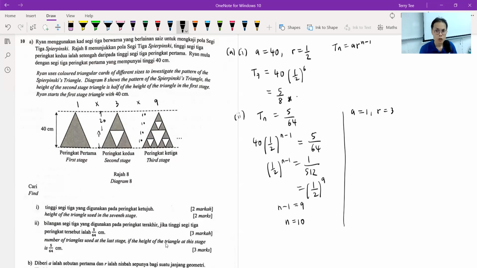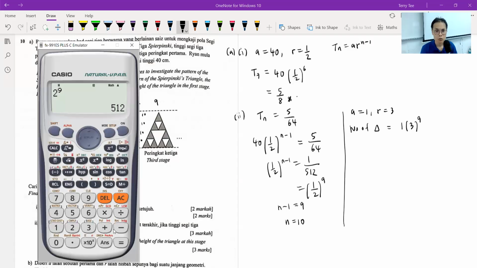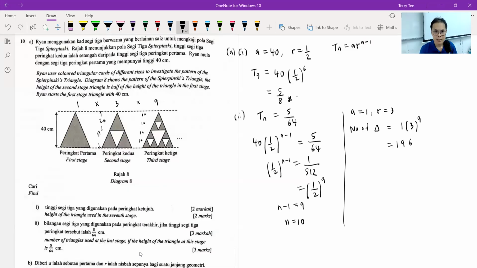When the height of your triangle is 5 over 64, your number of triangles will be 1 times 3 power 10 minus 1, 9. Yeah? Your A, R, n minus 1. Your n is 10, 10 minus 1 is 9. So you have 3 power 9 triangles, which is 19683. Yeah, that's the number of triangles that you have.